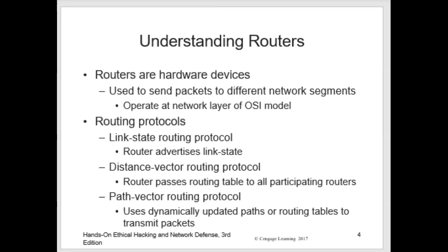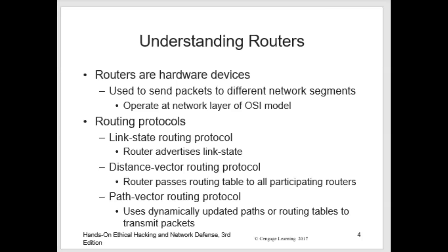Routers, which operate on the network layer of TCP/IP, we covered that in chapter 2, send packets to different network segments. Now their main purposes, as you recall, are to reduce broadcast traffic and choose the best possible path. So routers use routing protocols in the best path decision in the following ways listed here: link state, distance vector, or path vector, right?